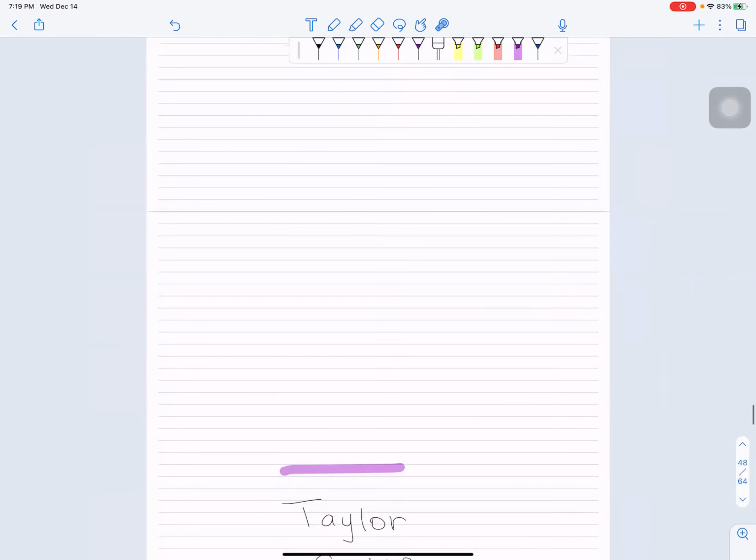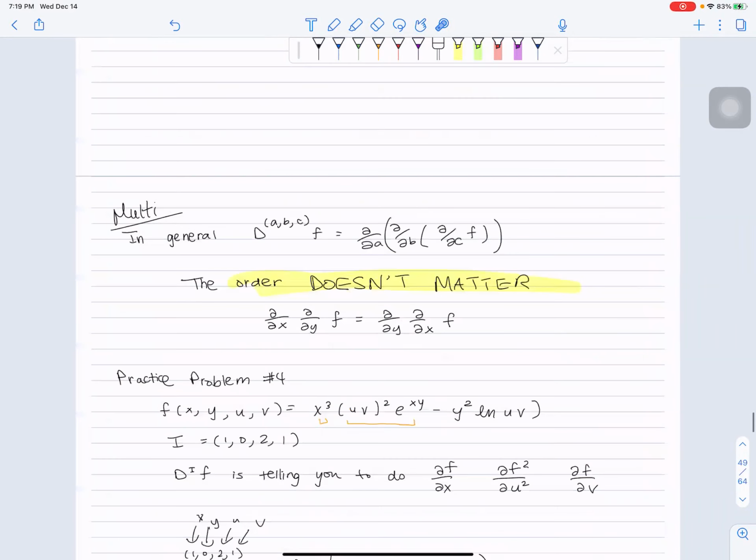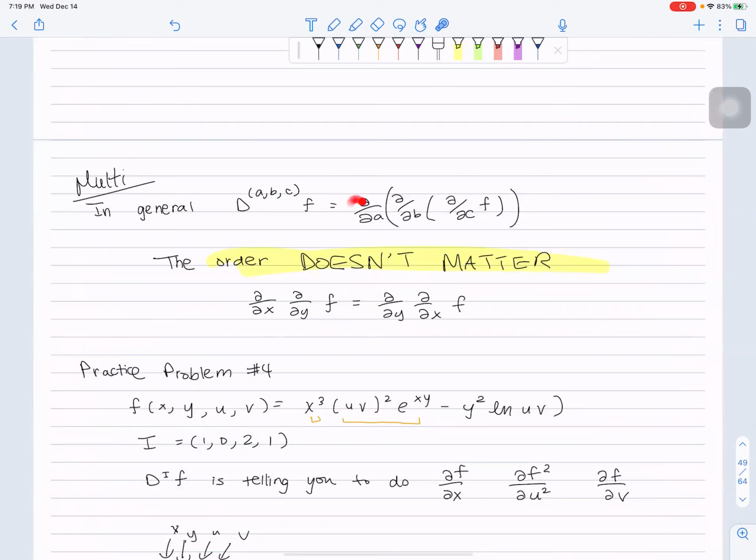Okay, almost there. Taylor series. So for Taylor series, recall these differential things. And the notation for this is that these things in the exponent, A, B, C, are telling you that you want to take the partials with respect to A, B, and C, whatever they have here. And the order doesn't matter.